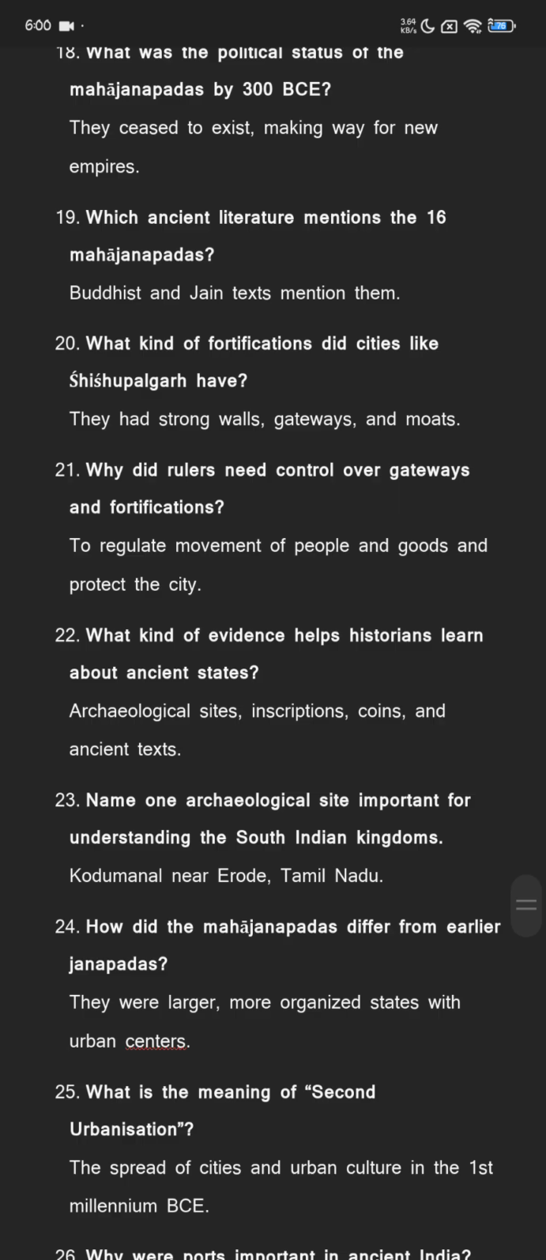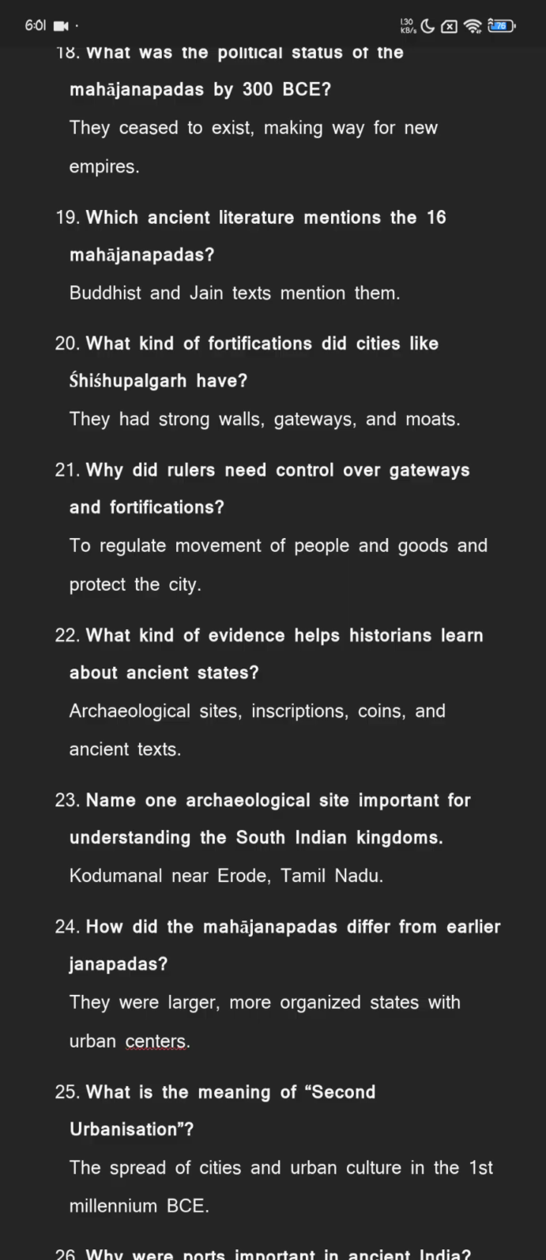Which ancient literature mentions the 16 Mahajanapadas? Buddhist and Jain texts mention them. What kind of fortifications did cities like Shishupalgarh have? They had strong walls, gateways, and moats. Why did rulers need control over gateways and fortifications? To regulate movement of people and goods and protect the city.